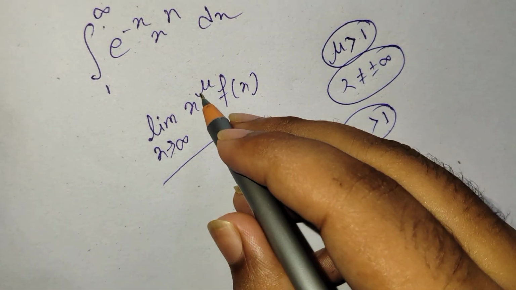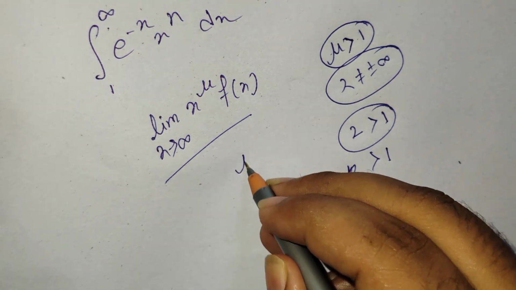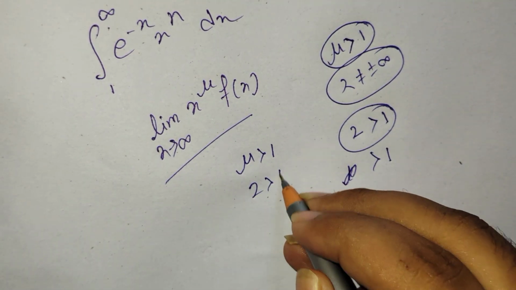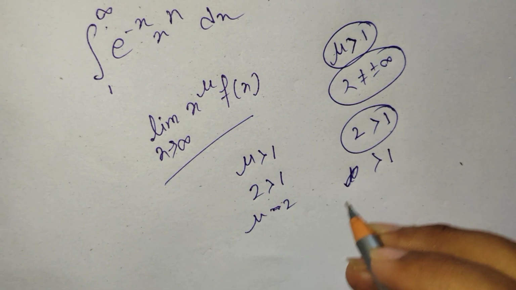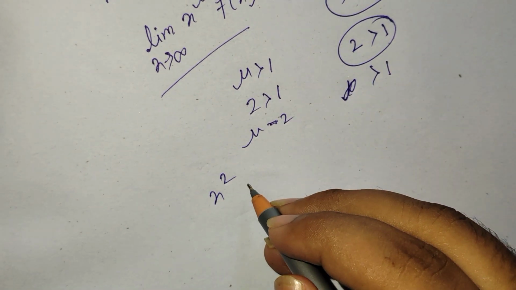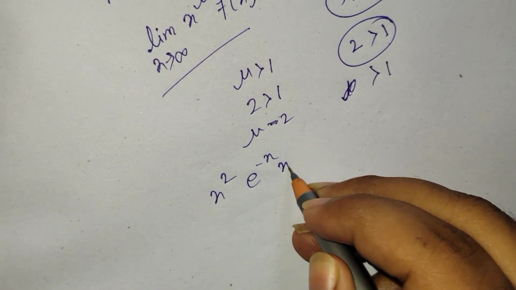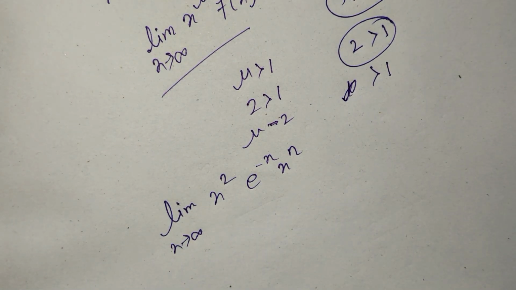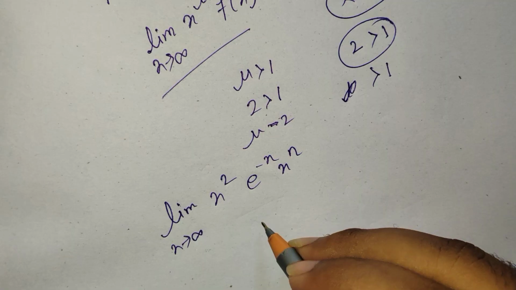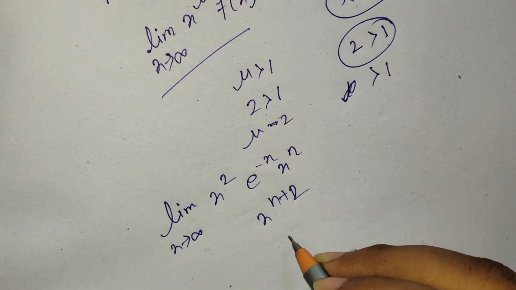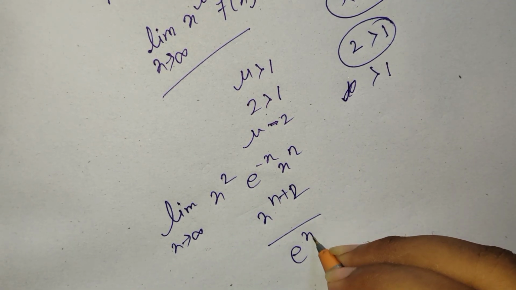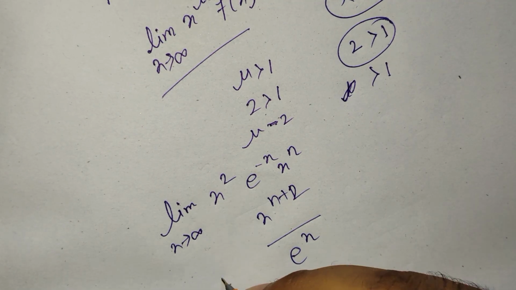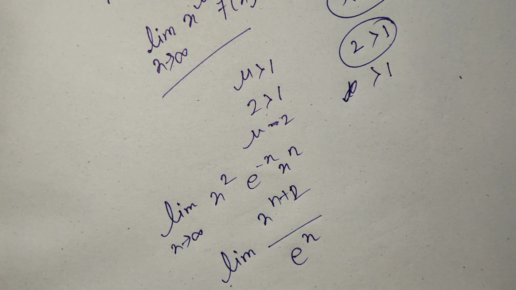Let's talk about this example. We are taking mu greater than 1, let's say mu is equal to 2, just assume it. So x square times f(x), where f(x) is e to the power minus x, to the power n, limit as x tends to infinity. Now this is x to the power n plus 2 by e to the power x, limit as x tends to infinity.